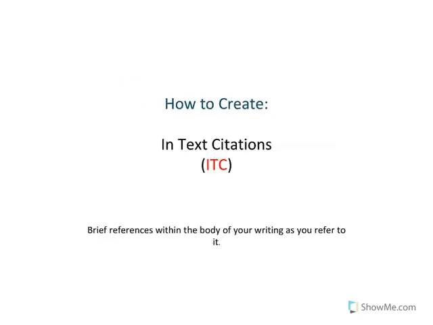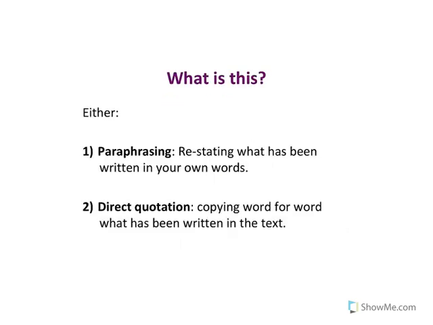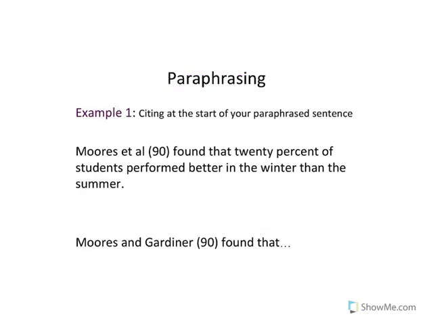Okay, so firstly, as you're writing your piece and referring to sources, you'll need to cite these as you go, and that's the in-text citations that we mentioned earlier. This can either be done as a paraphrase, which is when you restate what's been written in your own words, or you can do it as a direct quotation, which means copying word for word what has been written in the text. And we're going to start with paraphrasing, as that's the most common way that people cite references.